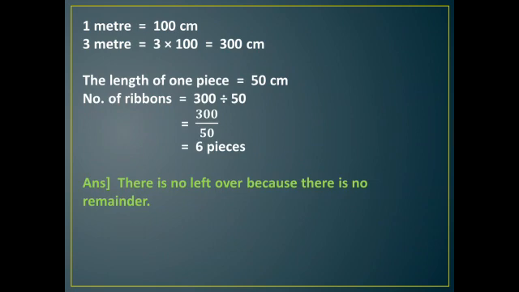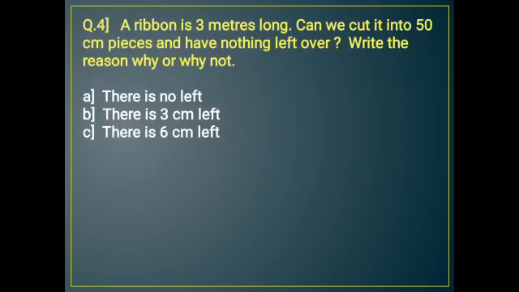See here, 1 meter is equal to 100 centimeter. So 3 meter is equal to 3 into 100, which is 300 centimeter. The length of one piece is 50 centimeter. Number of pieces is equal to 300 divided by 50. So 6 pieces. So we can say that there is nothing left over because there is no remainder. So option A is the correct answer.